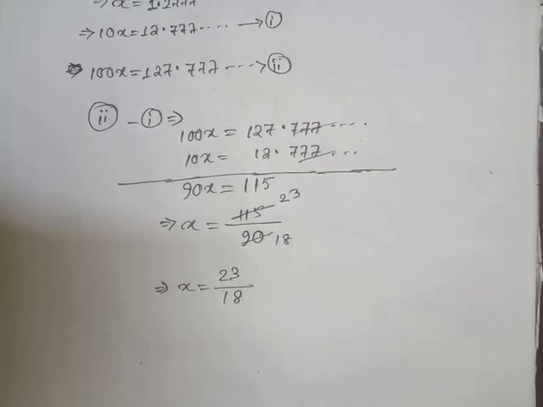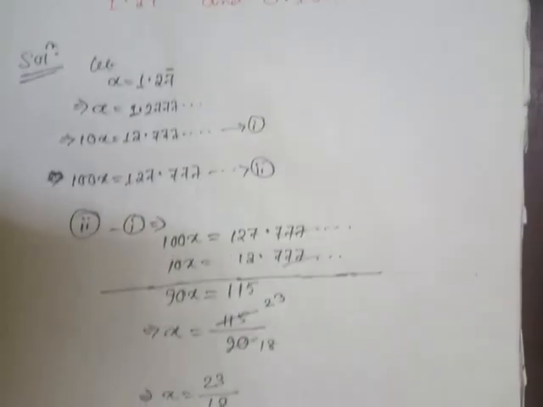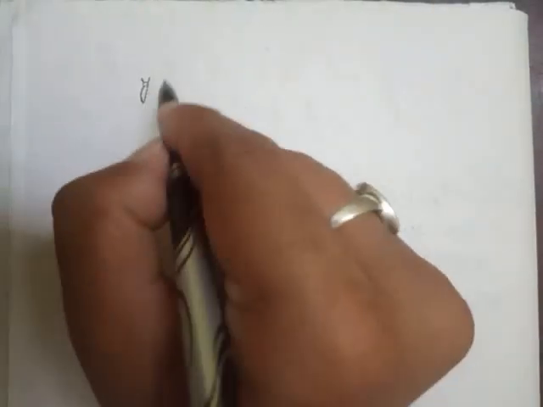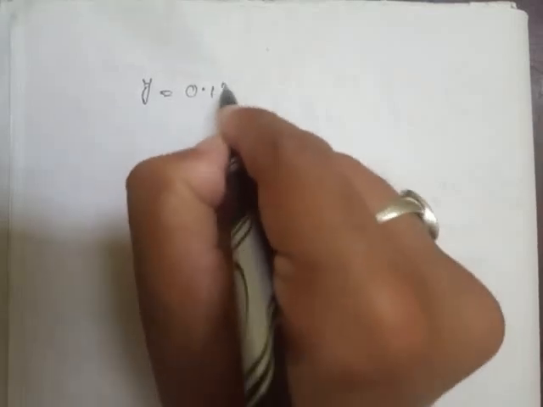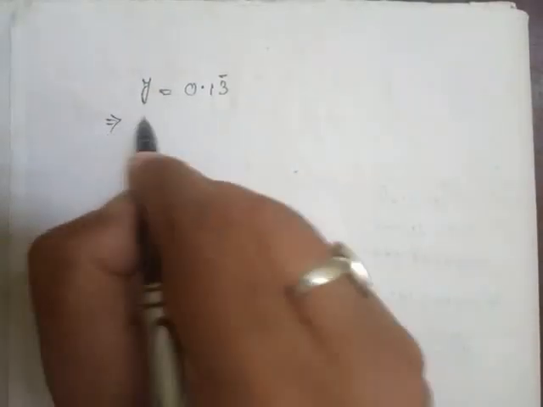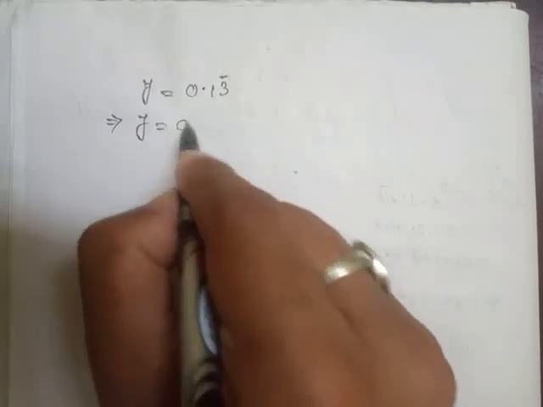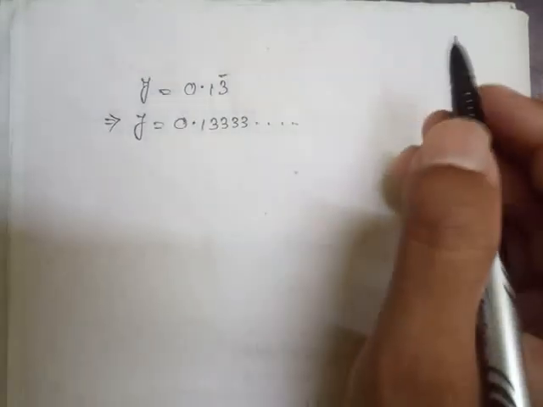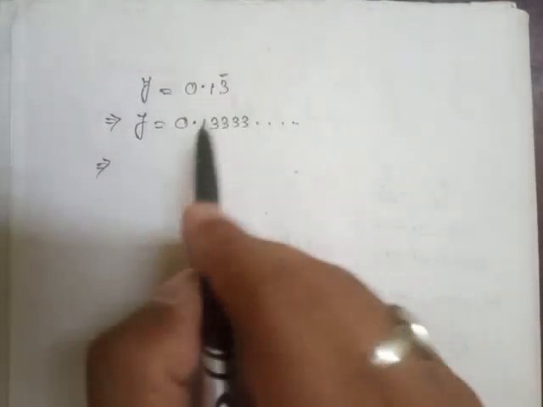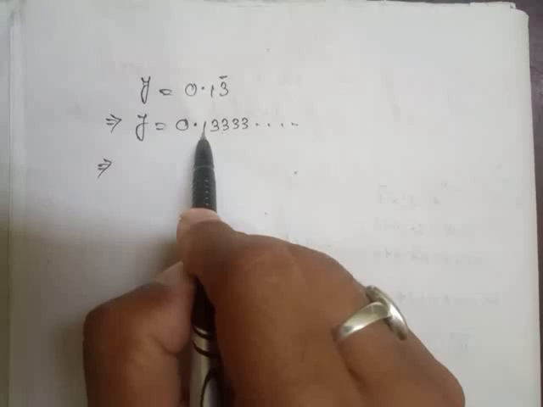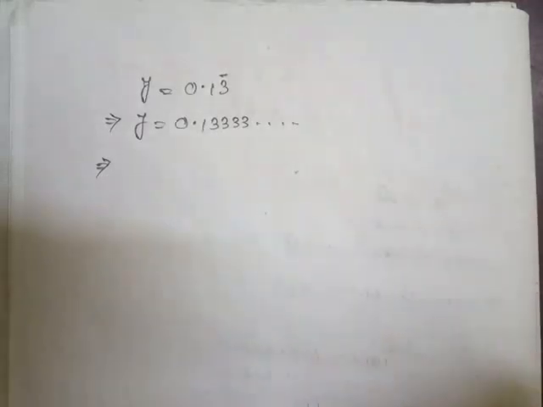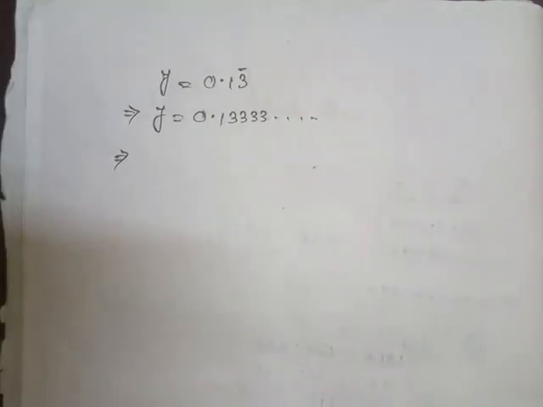This is the value of x, the answer for the first part, 6 Roman 3. Now we'll go for the next one, the second one, that is 0.13 bar. Student, next let y equal to 0.13 bar, which means y equals 0.1333. Here the 1 is uncommon but the 3 is repeating one after another, which is why 3 bar is given here.